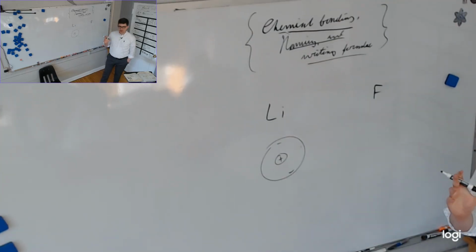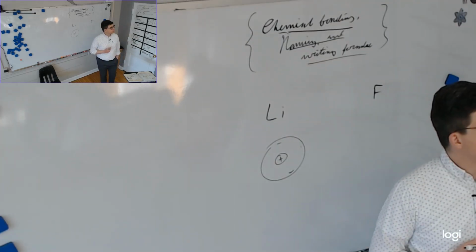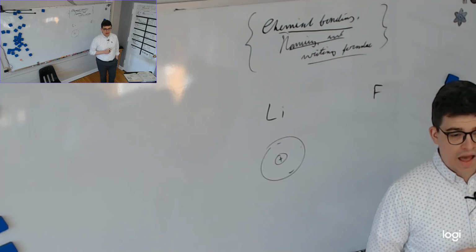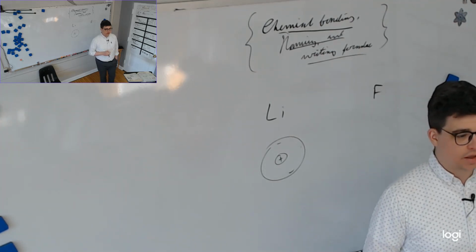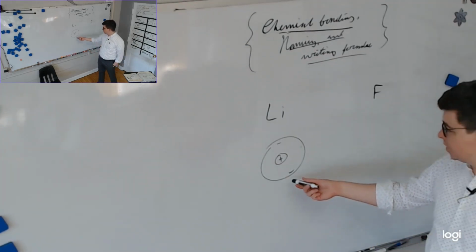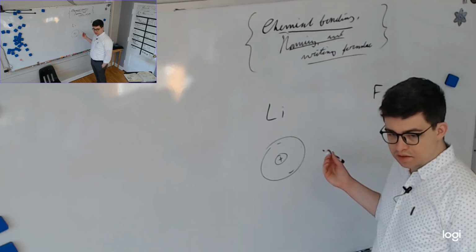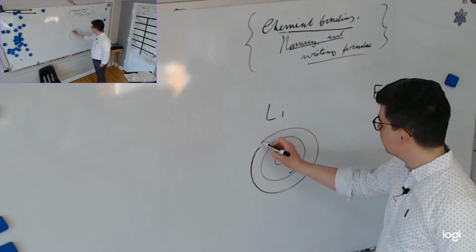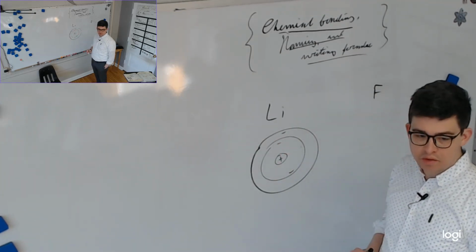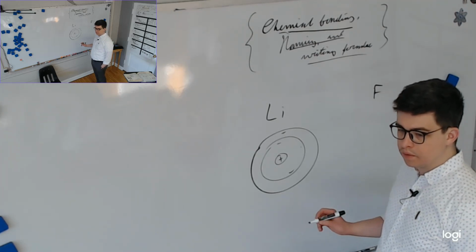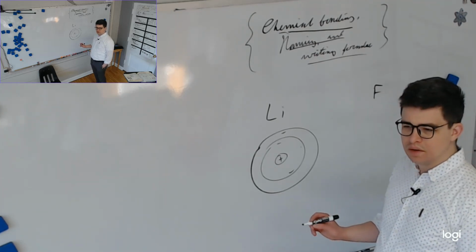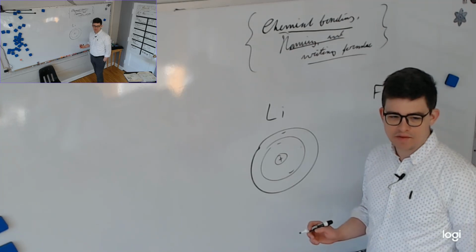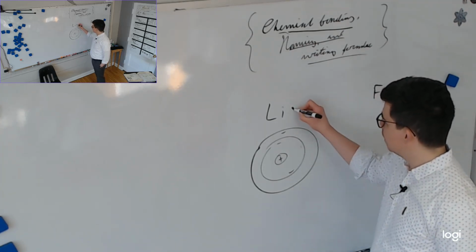How many does lithium have altogether, and how do I know? An atom of lithium has how many electrons? It has 3, so how many should be in the outermost, in the valence electron orbital? 1. Good. So how many valence electrons does lithium have? 1. So its electron dot diagram looks like that.